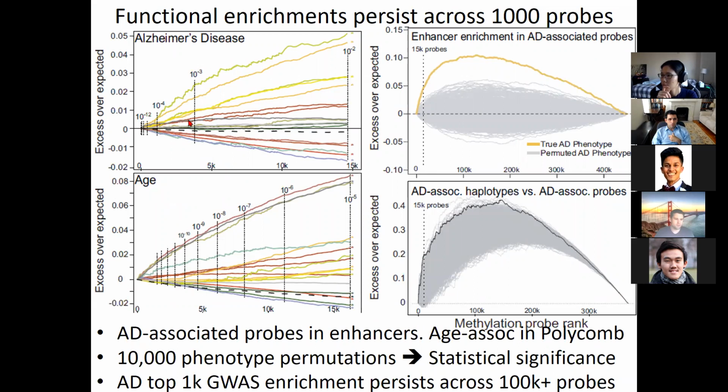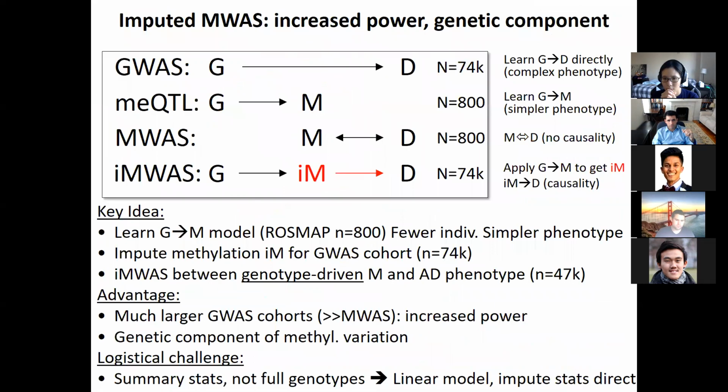And then what's really remarkable is that these enrichments for specific chromatin states persist across thousands of probes. So basically enhancers are overrepresented for thousands of probes, suggesting again these thousands of weak effect loci all contributing to these disease phenotypes.